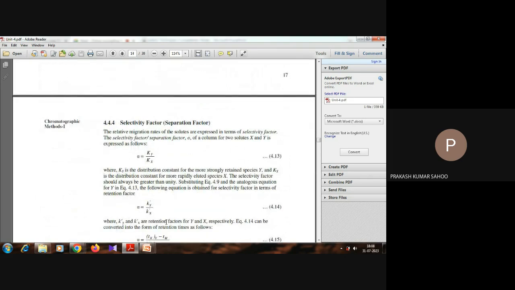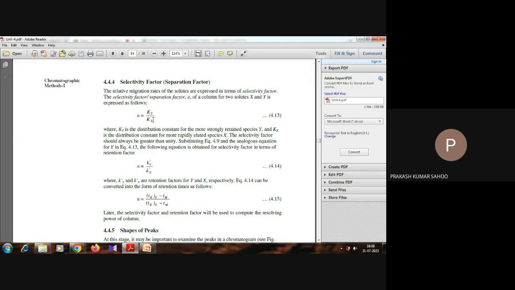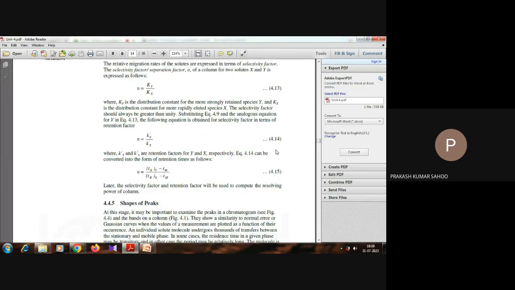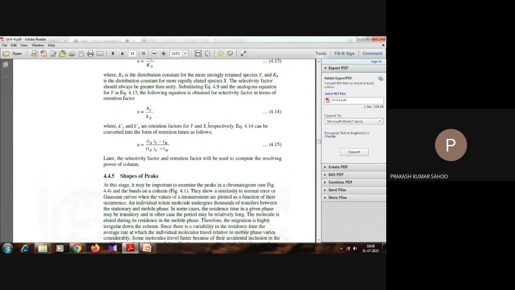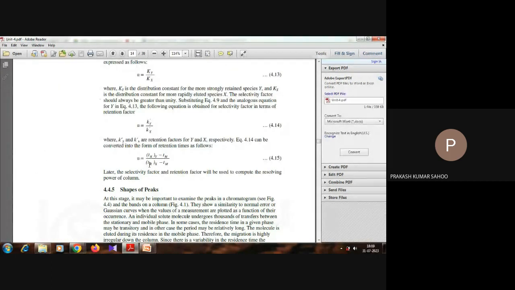Then followed by another mathematical expression, the selectivity factor, also known as the separation factor. The relative migration rates of the solutes are expressed in terms of the selectivity factor. The selectivity factor, or separation factor, alpha, of a column for two solutes X and Y is expressed as alpha equal to Ky by Kx, where Ky is the distribution constant for Y and Kx is the distribution constant for species X. The selectivity factor should always be greater than unity. Substituting, we have alpha equal to small ky by kx, and equation 4.14 can be converted in terms of retention time: alpha equal to (tRy minus tM) divided by (tRx minus tM).